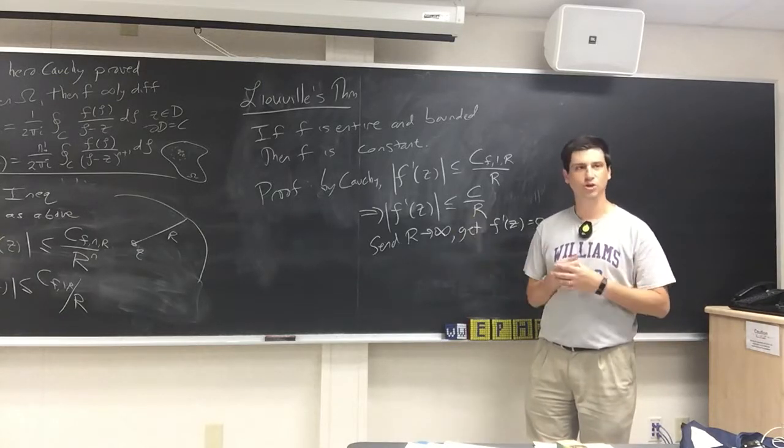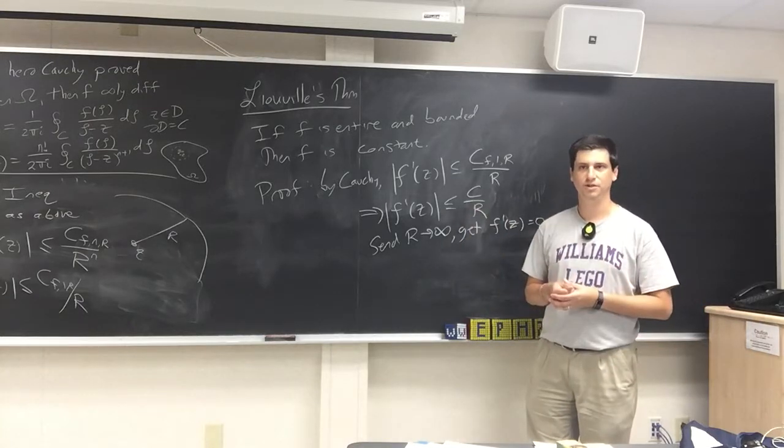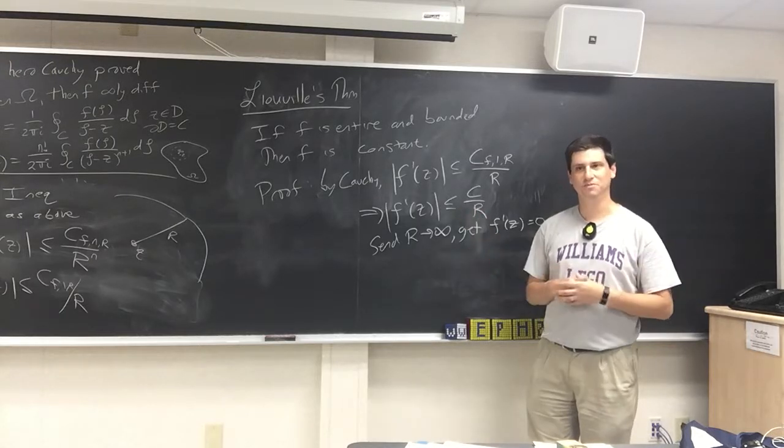We have a couple of ways we could go. We could now show that the second derivative is 0, the third derivative is 0. We could show all the derivatives are 0. And so the only thing that's left is the constant term.